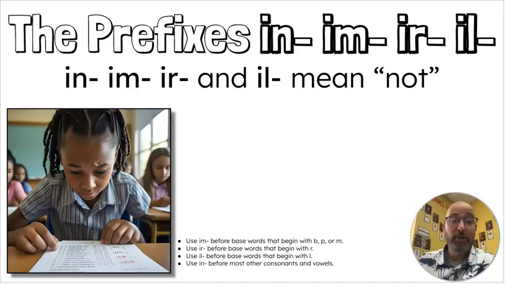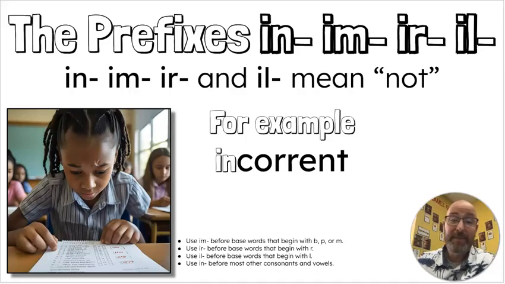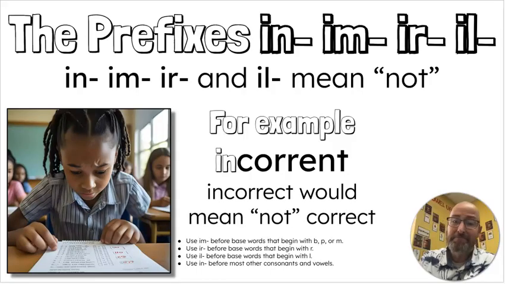So let's look at this first picture right here. I see a lot of red marks on his paper. Do you think those answers are correct? Which one might I use? Now, correct starts with a C, and I don't see that for any of these, so it's probably going to be the prefix in, which means it's going to be incorrect. And what does incorrect mean? It means not correct. So if those answers are incorrect, they are wrong.